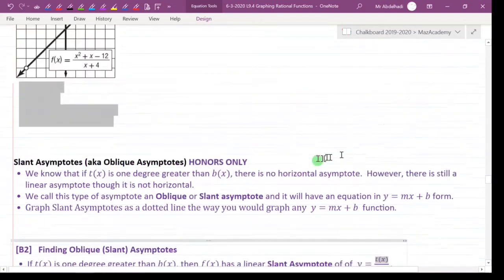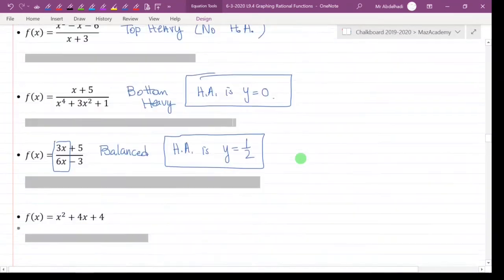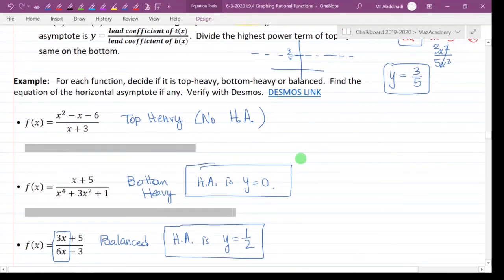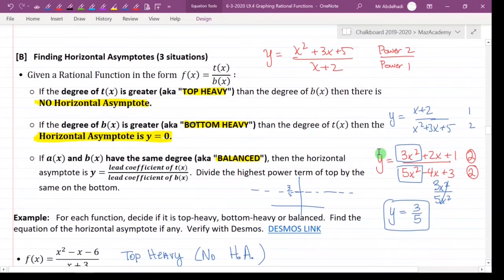So if you remember, if we go back to the rules up here, okay, top heavy, bottom heavy, what we said was that if you were top heavy, there was no horizontal asymptote. So you might be saying, hey, I thought you said there's no asymptote if it's top heavy. No horizontal asymptote, but there is a slant asymptote. Slant is not horizontal. Slanted, okay, like it's an oblique line, it's got a slope to it. If you're top heavy by just 1 power, you'll have a slanted asymptote.